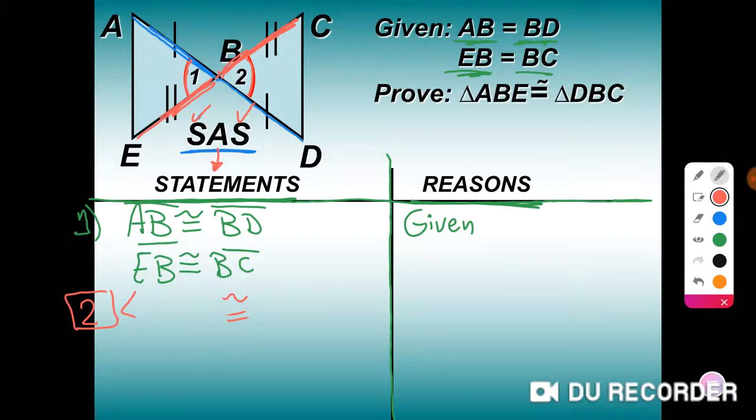So angle CBD is congruent to the angle EBA. And what is the reason for that? They are vertical opposite angles.